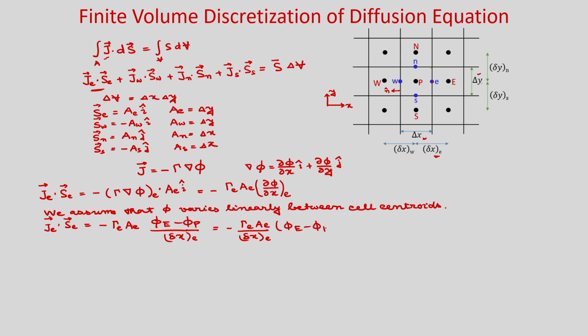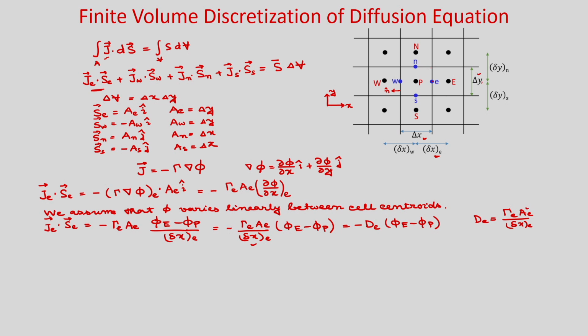So, now you can write minus gamma e Ae by delta x e times phi E minus phi P. Now you can denote this term as some coefficient D. So, you can write D at face E times phi E minus phi P. That means your D is gamma e Ae by delta x e. You see, A is nothing but delta y for this particular case, because A is the surface area of this east face.